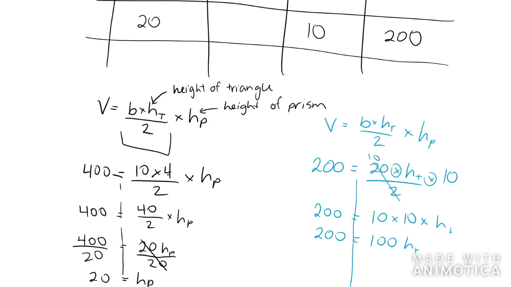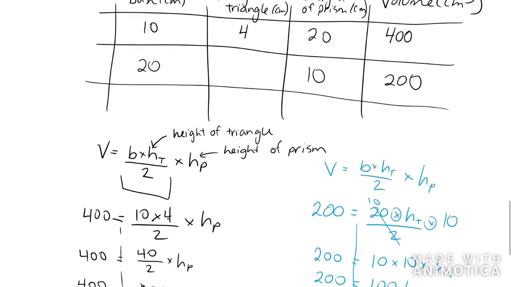Now again, we want to get HT by itself. What's the opposite of multiply? Divide. So what we do to one side, we do to both. 200 divided by 100 gives us 2, is the height of the triangle.